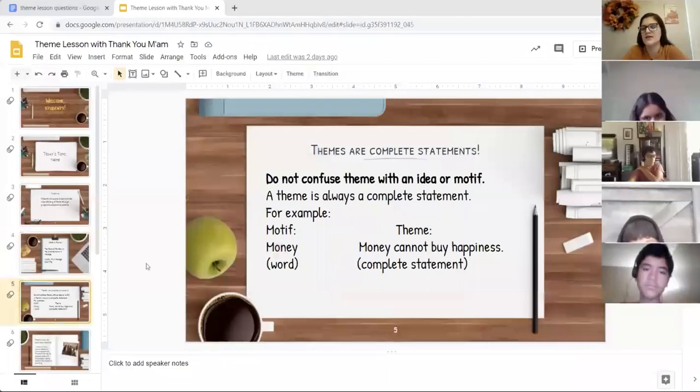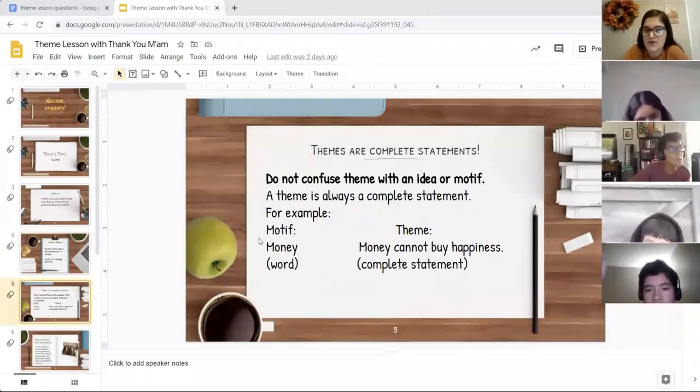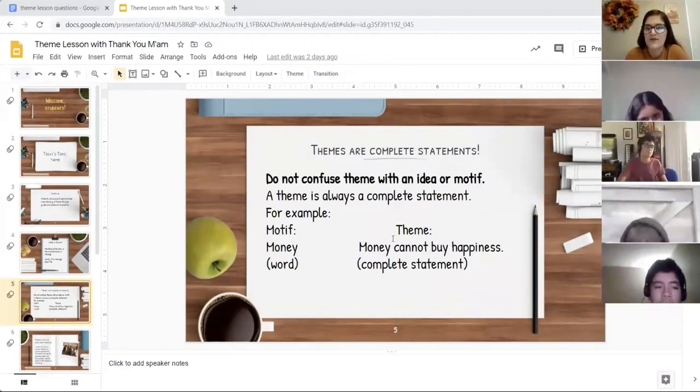One thing that happens often is that students confuse theme with an idea or a motif in a story. A motif is just a recurring symbol or idea in a story, right? And it's not the same as theme. A motif here, if you look at the example, is money. That's just one word. The theme would be money cannot buy happiness.